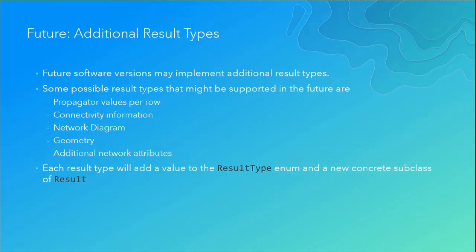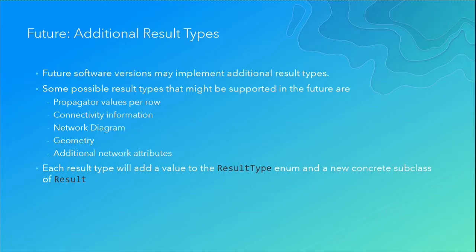Now in the future, we may implement additional result types. Some of the things we're talking about: returning a network diagram, maybe returning a geometry of your trace result rather than a bunch of features, returning propagated values per row. Lots of different possibilities there for the future. But none of this is scheduled or mapped out or anything like that.